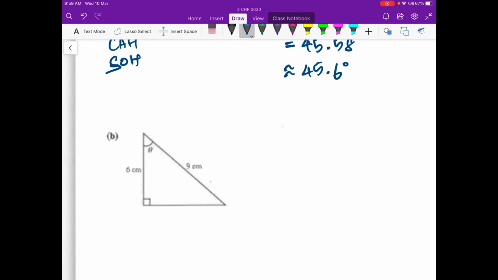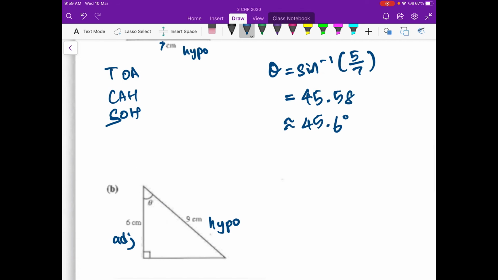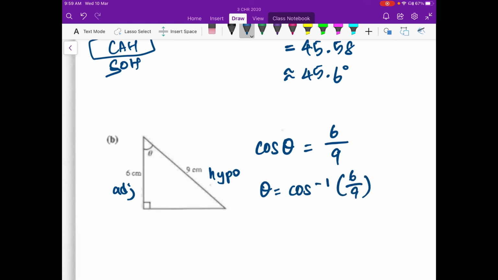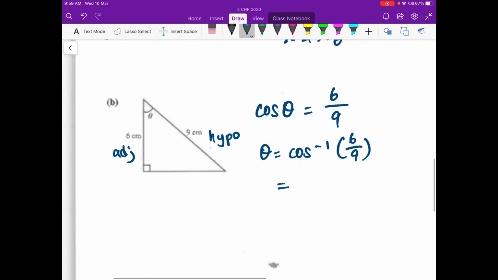We have to find theta again. With reference to theta, this is our hypotenuse, the longer side, and this is our adjacent. Hypotenuse and adjacent, I'll be using my cosine. So cosine angle theta is the adjacent, which is 6, over the hypotenuse, which is 9. So theta must be cosine inverse 6 over 9, which is the same as 2 over 3. Okay, whether you simplify or not doesn't matter at this part. 1 dp for your degrees.